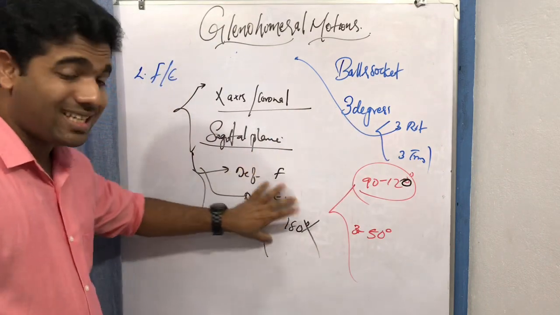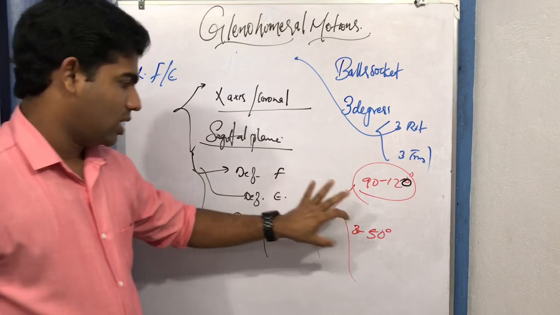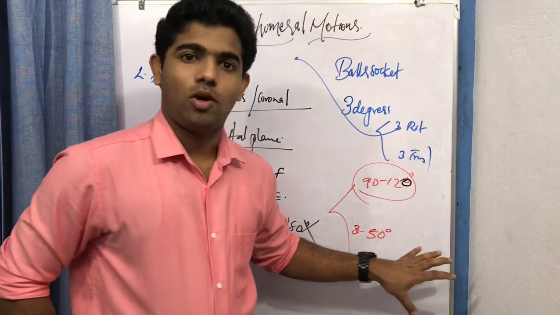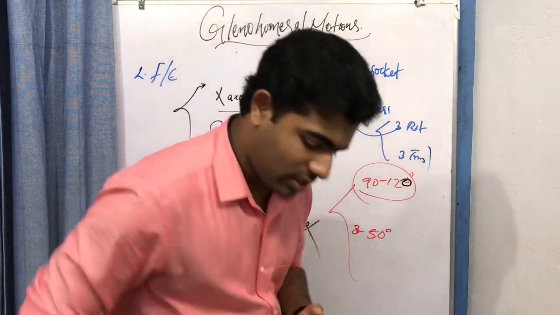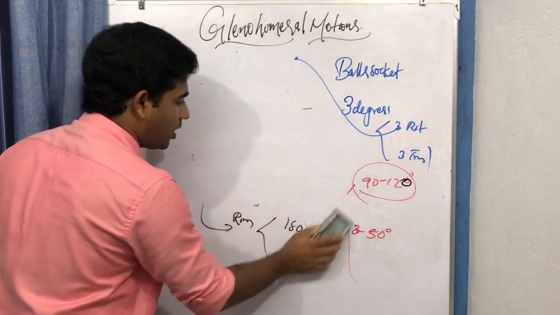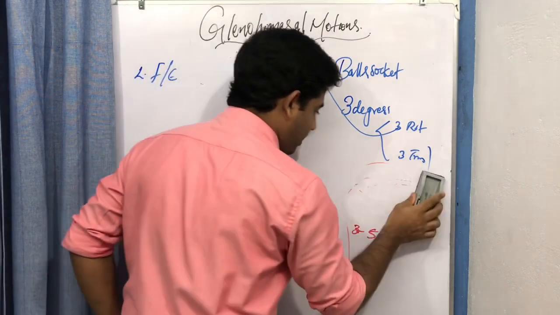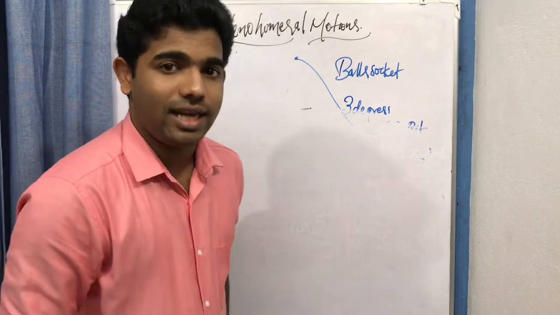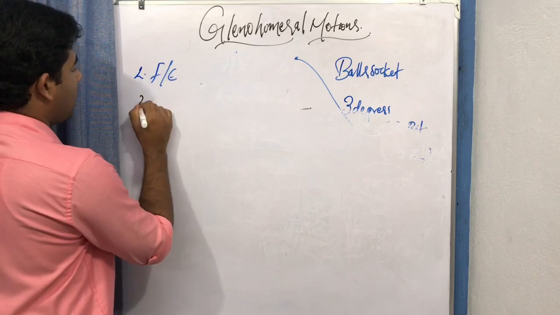You have to define extension, downward and backward movement. You have to write the normal range of motion: 90 to 120 approximately for flexion, and 30 to 50 degrees approximately for extension, right? That's all about the range of motion of flexion. So let me ask you, what about the 180 degrees that we have in the shoulder complex? Who is contributing that? That's done by the other joints, most probably by the scapulothoracic joint, which we will discuss later.